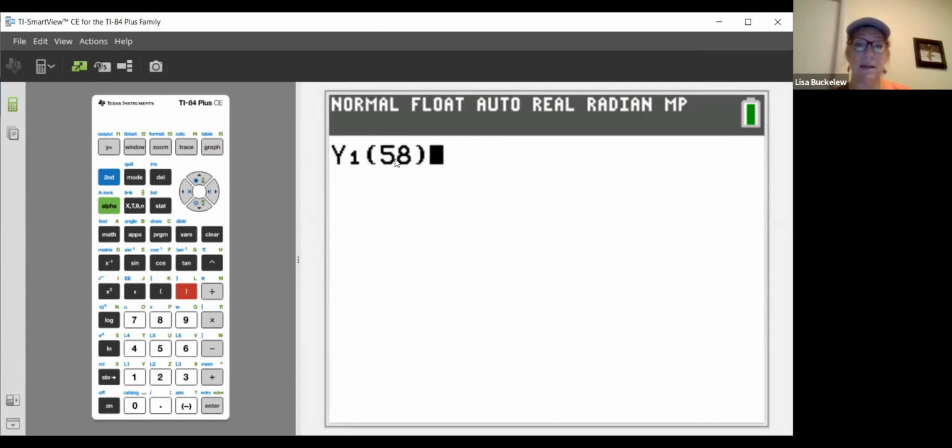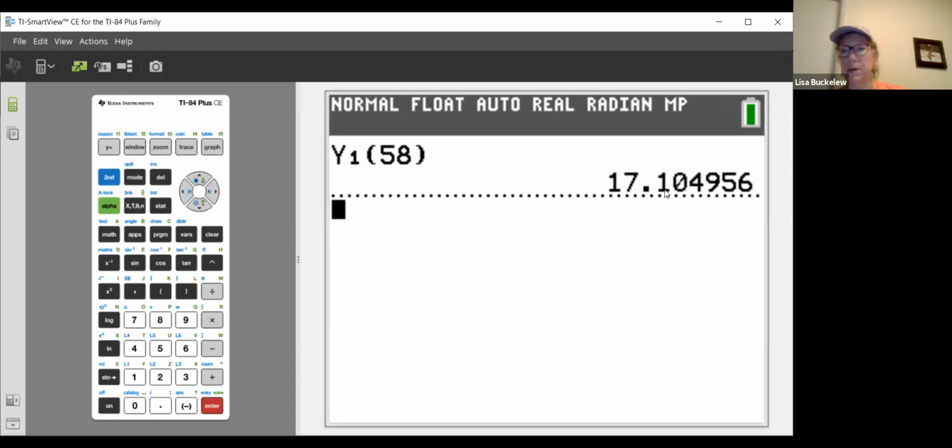You just plug the 58 in for the X by doing this command. And again, I got the Y1 from this list of functions that are F4. So you have to do the green alpha button, alpha trace, and then select the Y1. And once you have the Y1 on your screen, you just put your input between the parentheses. And when you hit enter, boom, there it goes.